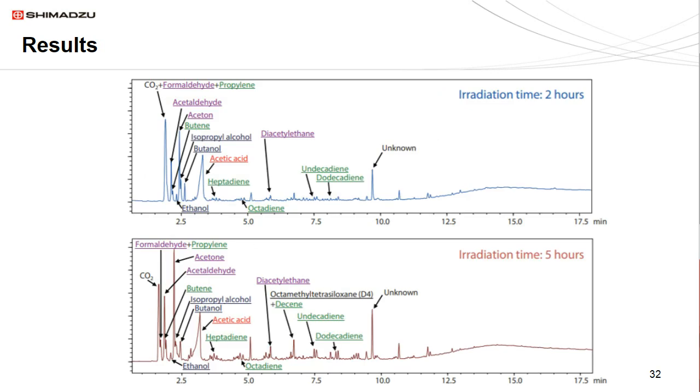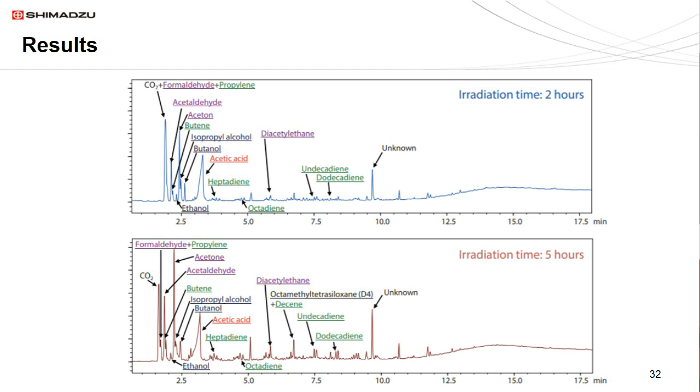We didn't think stopping at 1 hour was enough, so we subjected the sample to not only 2, but then 5 hours of UV irradiation. And as we can see, the comparison between even the 1 hour and the 2 hour shows a huge increase in our CO2, formaldehyde, propylene, acetaldehyde, acetone, all of those. So increased degradation as well.